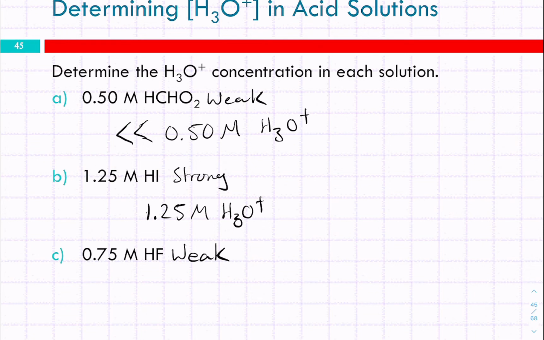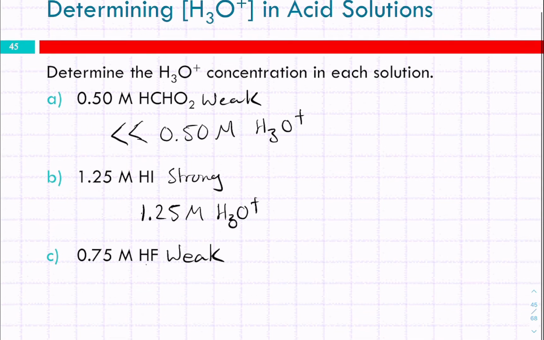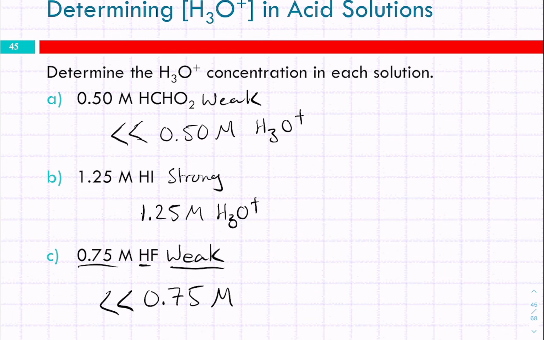Okay, so what would the concentration of H3O plus be in a solution of hydrofluoric acid? There's kind of two options here. It's either the same, this times the number of hydrogens, or it's a lot less than. So is it the same or is it less than? Less than, because it's a weak acid. So there will be some concentration of H3O plus. It's just going to be a lot smaller than the concentration of the acid.